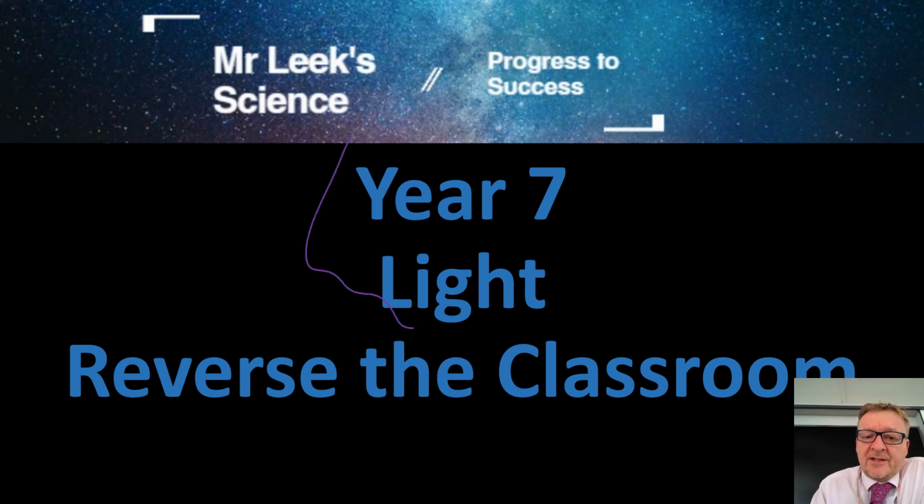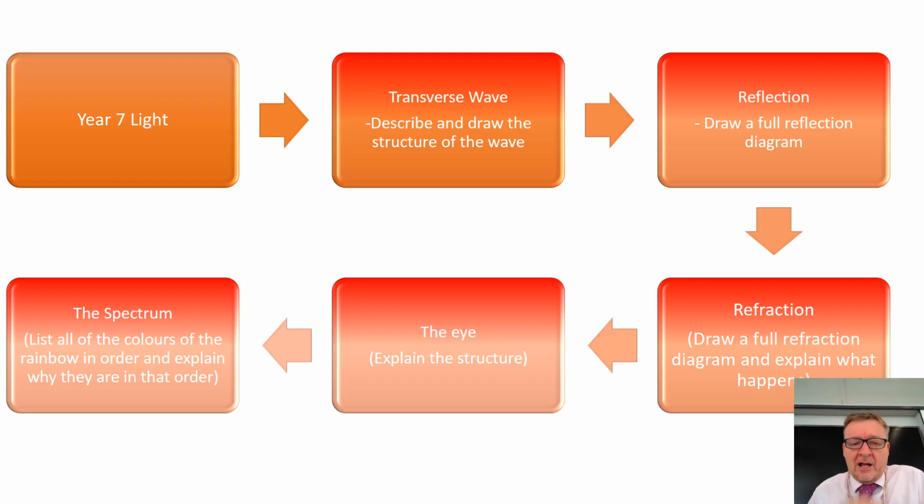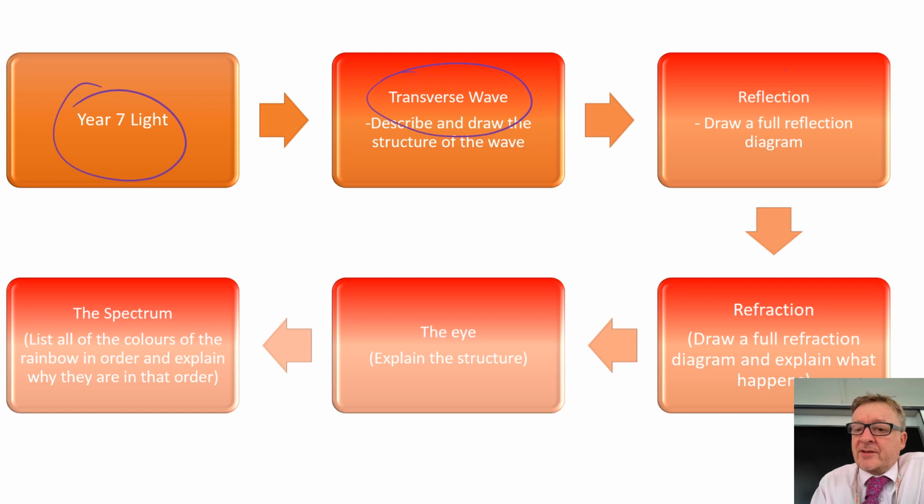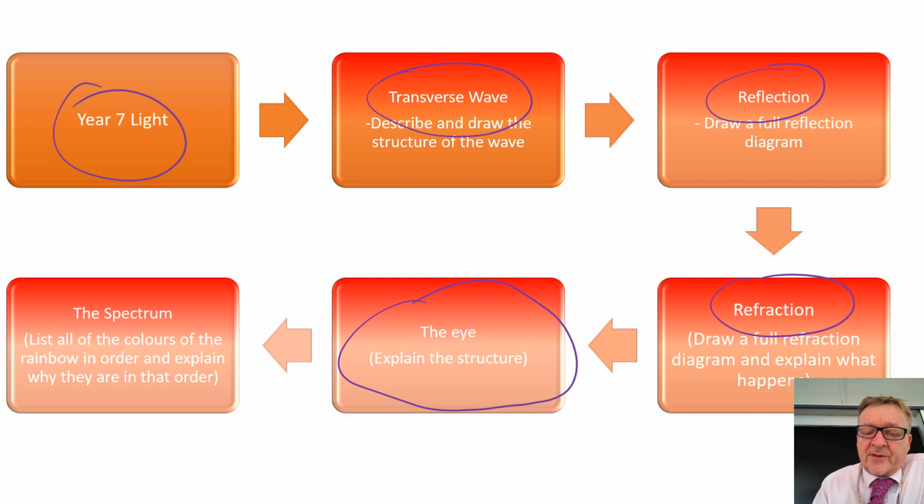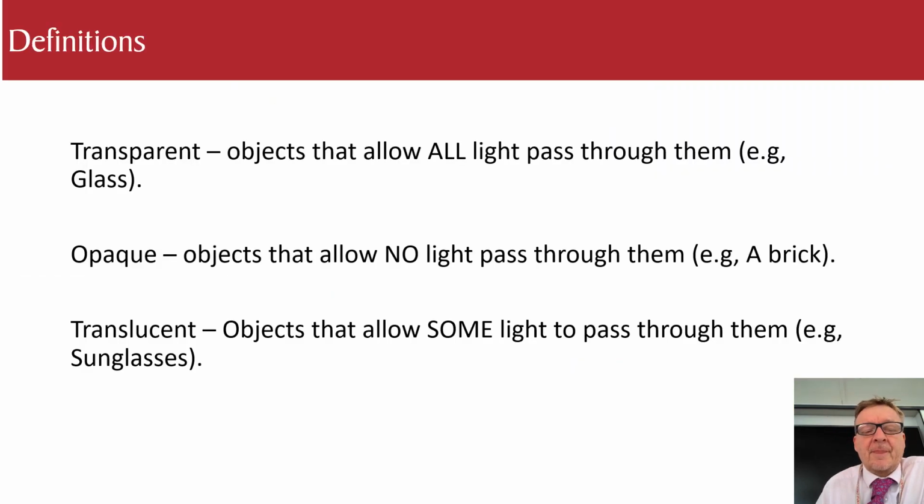Okay, so this is then the Year 7 Light Reverse the Classroom. And what this is, it's picking up that knowledge before you actually do the light task or the light unit itself. Now the way it's spread out, you've got Year 7 Light, we then talk about transverse waves, we talk about reflection, we talk about refraction, we go through the structure of the eye, and then what we do then is we talk about the spectrum and filters, and at the end of it there's then testing and the unit at the end.